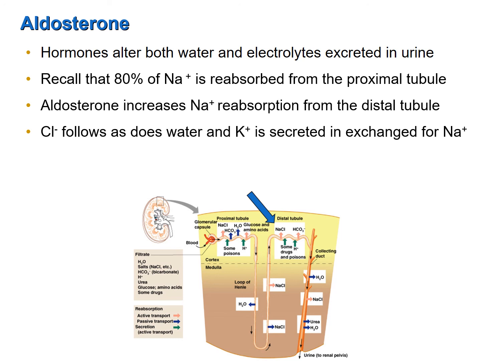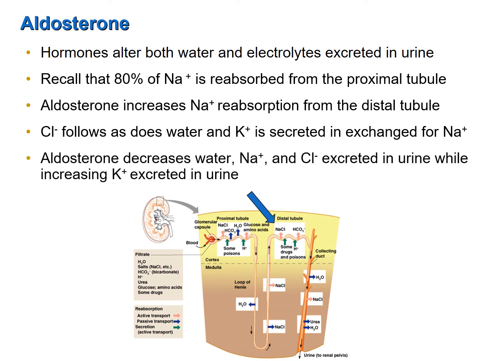As sodium and chloride ions are being reabsorbed, potassium is exchanged for sodium ion. In other words, potassium ion is being secreted into the distal convoluted tubule as sodium is being reabsorbed. So in summary, aldosterone decreases the amount of water and sodium ion and chloride ion that is excreted in urine while increasing the amount of potassium ion excreted in urine.